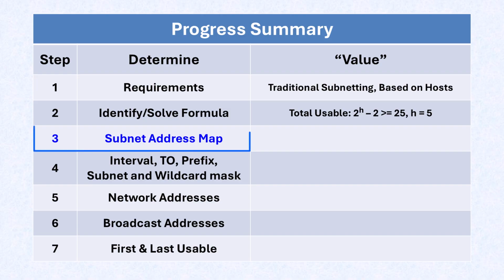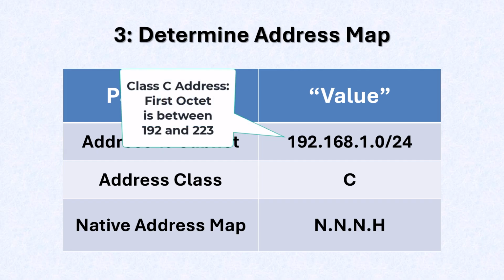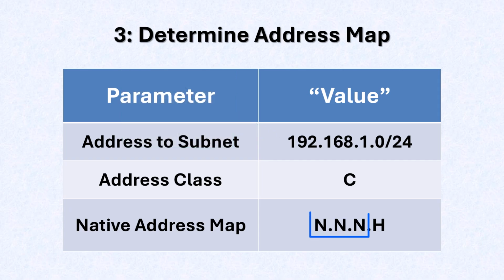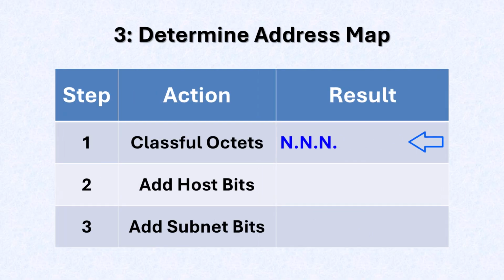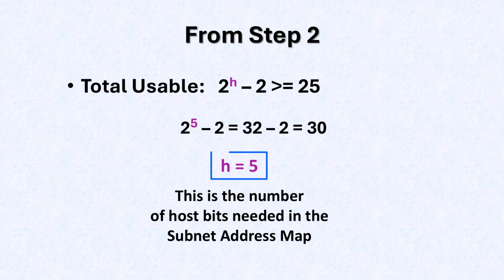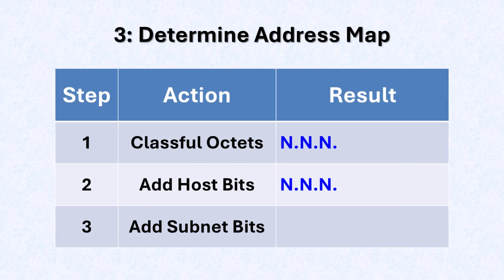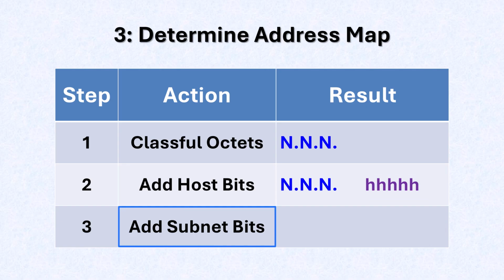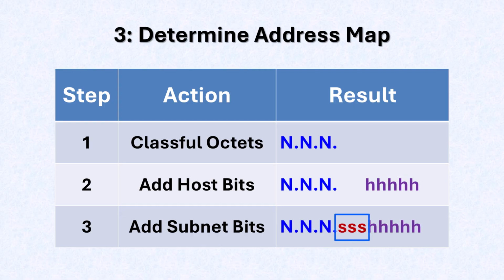Step 3 is to determine the subnet address map. Since the native class of the given address is of the class C variety, we will need 3 uppercase N's in the address map, as noted in the native address map of a class C address. Let's start with the 3 uppercase N's. We determined h was 5 in the previous step. So we add 5 host bits. And then add enough subnet bits to account for 32 bits. So add 3 subnet bits. This is the subnet address map.